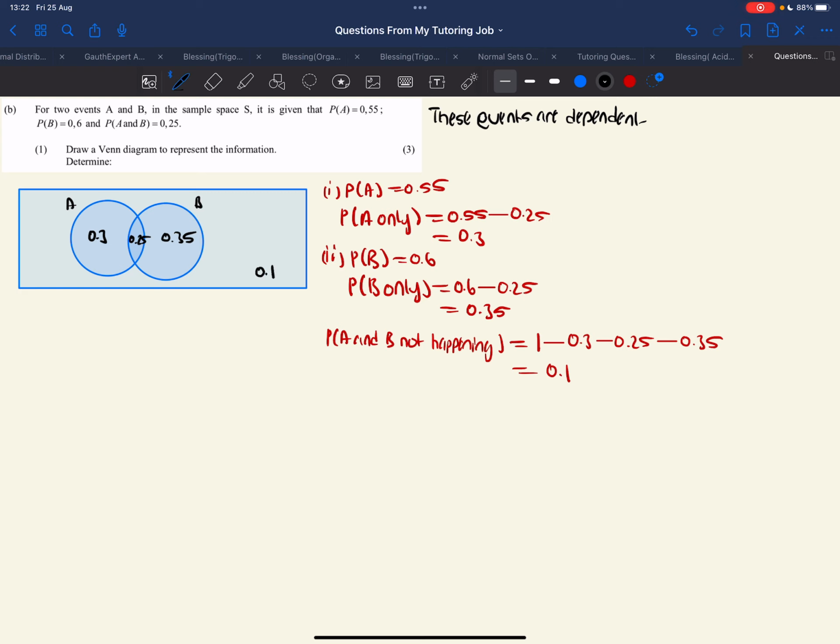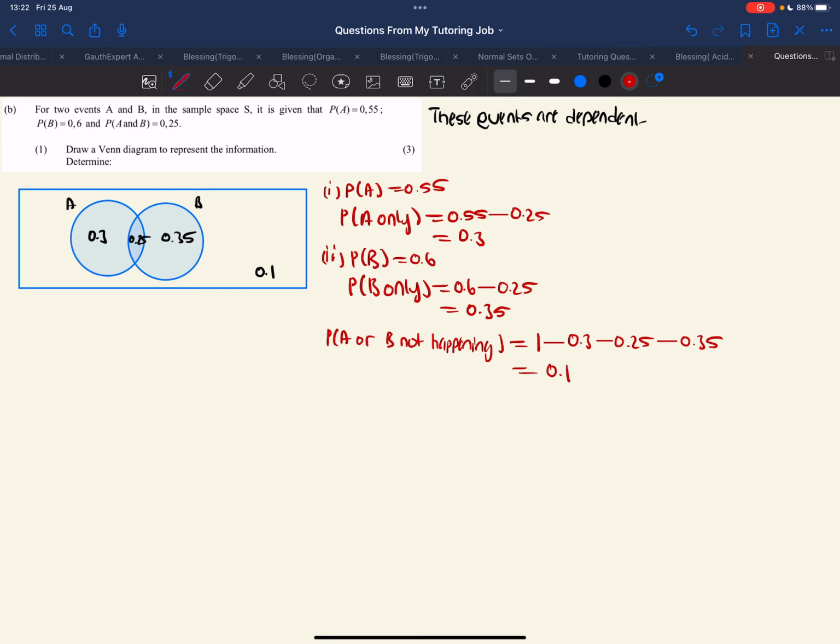So that is the probability of neither A nor B happening. It's the probability of A or B not happening. Now, these are the calculations to get the numbers inside the Venn diagram. So basically that's how your Venn diagram is supposed to look.